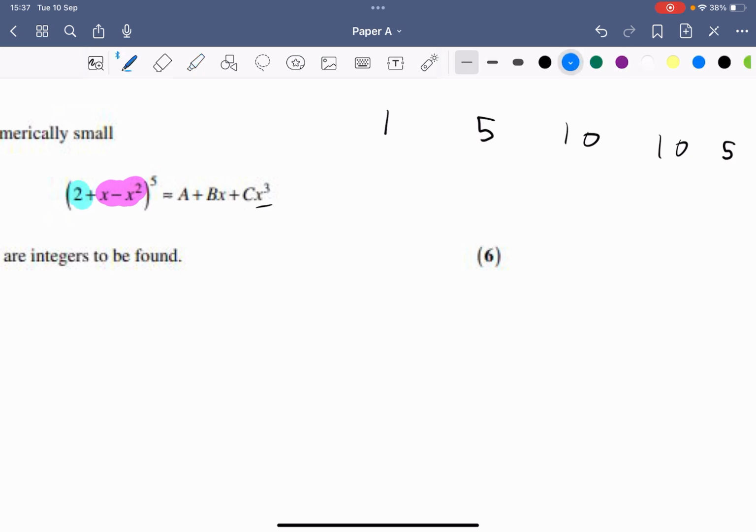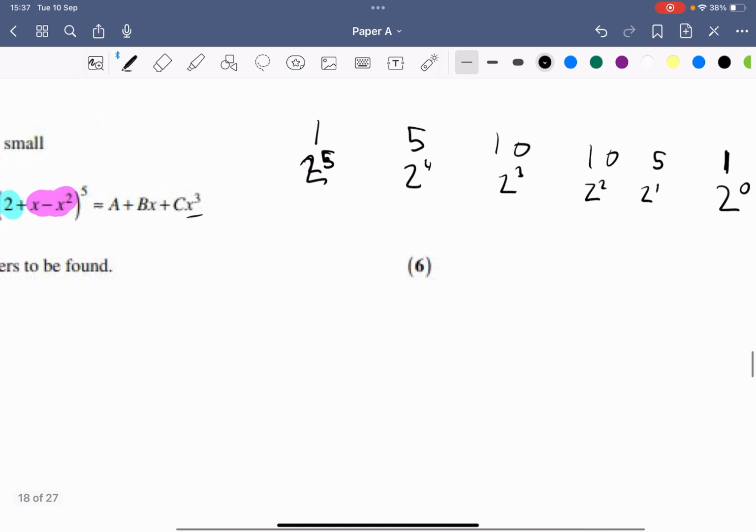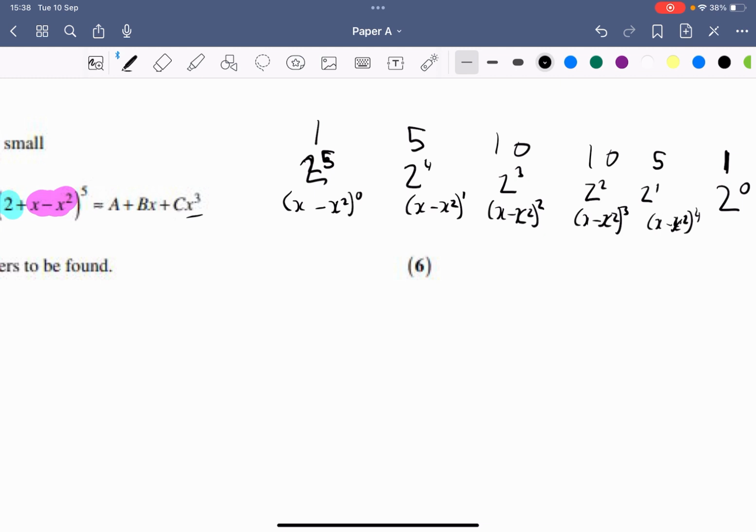Alright, now when we start off expanding and simplifying, we start off with 2 to the power 5, and then we go down gradually: 2 to the power 5, 2 to the power 4, 2 to the power 3. In terms of our x minus x squared, we would start off with x minus x squared to the power of 0, then x minus x squared to the power of 1, and so on.